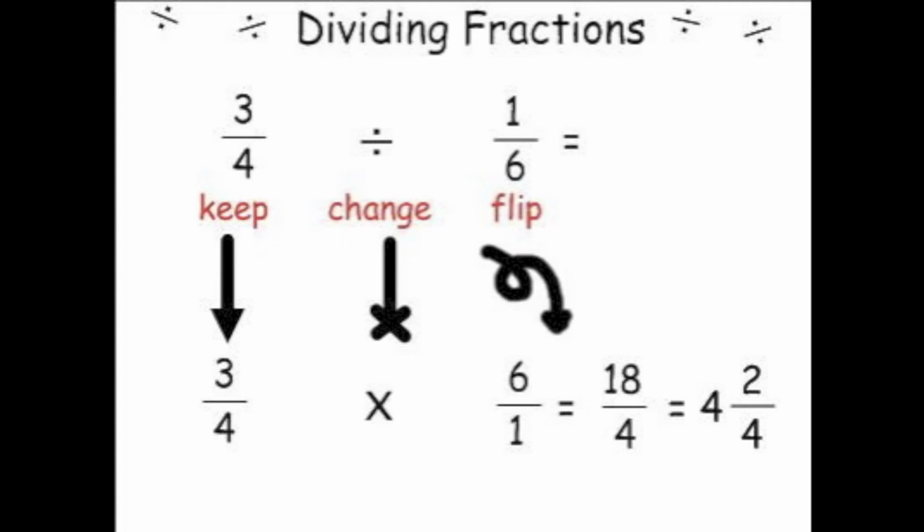Now they have keep, change, and flip. So you keep your first part of the equation just the way it is. So you keep the 3/4 as 3/4. And then what you would do is you would change your division sign to a multiplication sign. And then you're going to flip the 1/6 into 6/1. And that is called the reciprocal. And then what you do is just how we described multiplying fractions. You multiply the numerators together and then you multiply the denominators together. So that would be 3 times 6, which is 18, and 4 times 1, which would be 4.